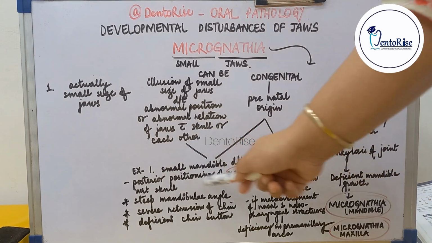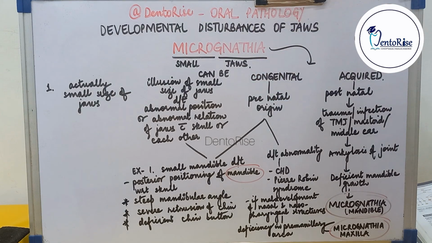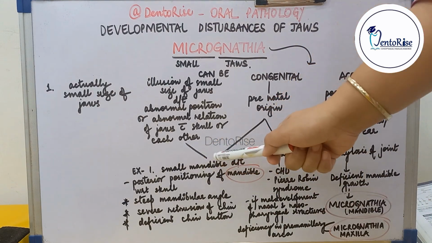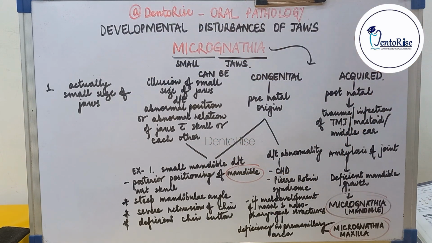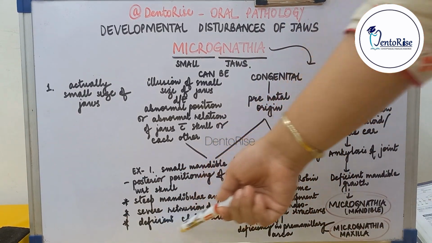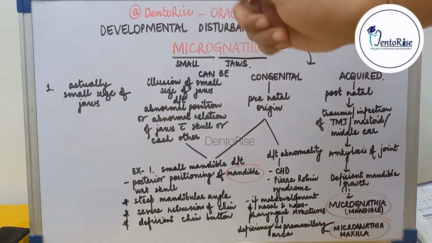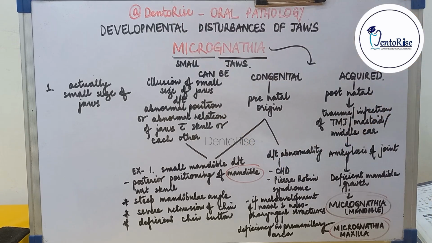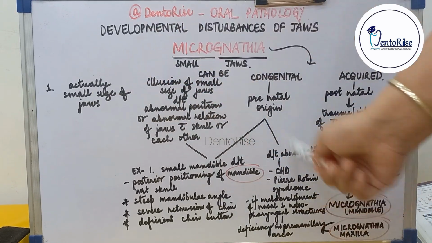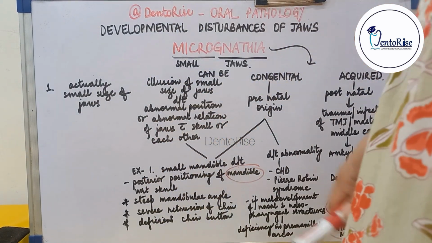Let's take an example of the mandible. For example, if the mandible is normal in size, but if the mandible during development gets posteriorly positioned, then it will definitely give an impression of small mandible. It will manifest itself in the form of steep mandibular angle. There will be severe protrusion of the chin, and the deficient chin button can also be seen in such cases. Again, repeating, in these cases the mandible is normal in size, but because of the position of the mandible with respect to the skull, mandible will appear to be small.